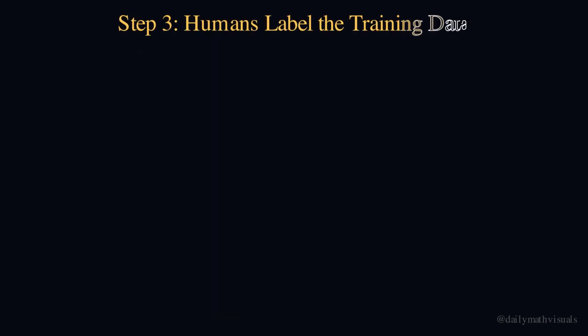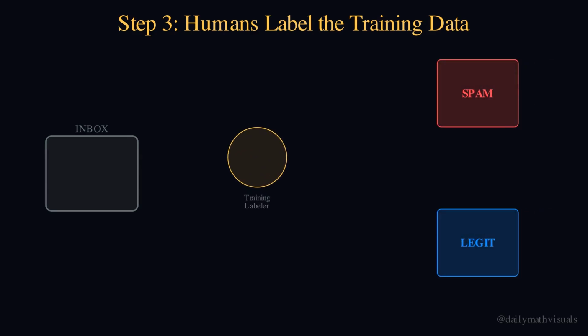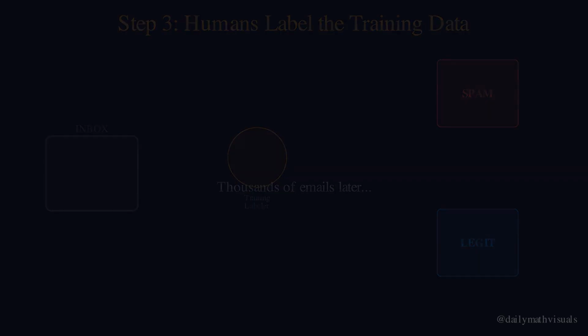Step 3. Humans manually label thousands of emails as spam or legitimate. To create training data, humans once labeled thousands of emails. This only happens once to teach the algorithm. Watch as emails flow through. Spam goes up, legitimate goes down. After this one-time labeling, the algorithm learns. From then on, it's fully automated. No humans needed. Now let's plot this labeled data in feature space.